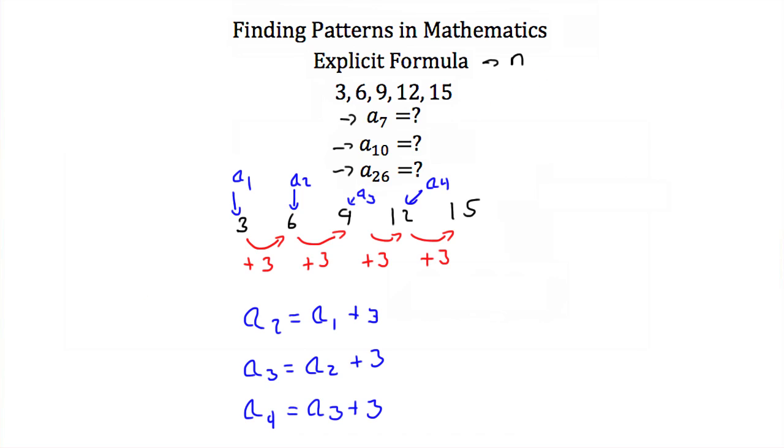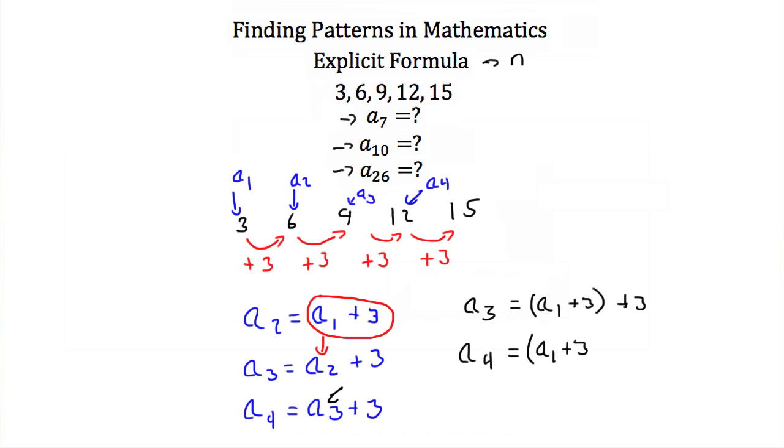Well, let's look at this value of A2. This is A1 plus 3. Let's say I took this and I plugged it in for A2. I would find out that A3 is equal to A1 plus 3 and then plus 3 again. If I took this value for A3 and I plugged it in here for A4, I'd find out that A4 is equal to A1 plus 3 and plus 3. We could keep doing this. This is A5. That's equal to A1 plus 3 plus 3 plus 3 and plus 3.